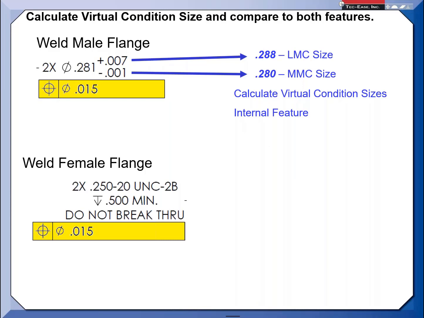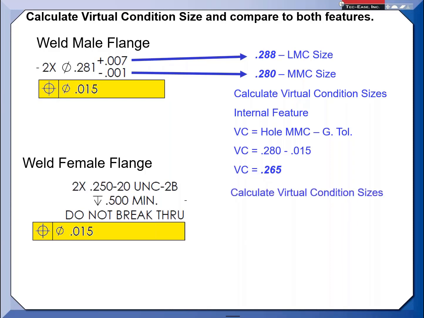So it's an internal feature. I want to know the collective effect of how small the feature can act. In this case, you would take the hole at MMC size minus the applicable tolerance it would have. And right now, we're just going to treat it as 0.015. You do the math and you get that it can act as small as 0.265. Now let's look at what the fastener would act like. In this case, how big is it with the fastener in there, an external feature.